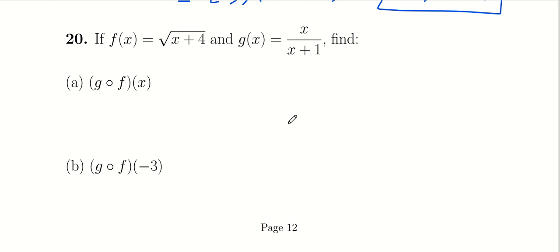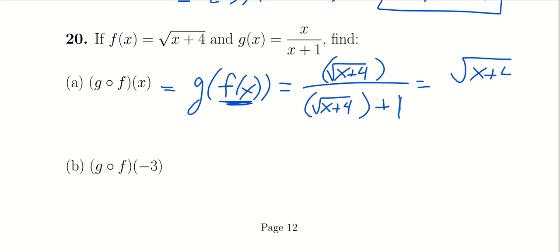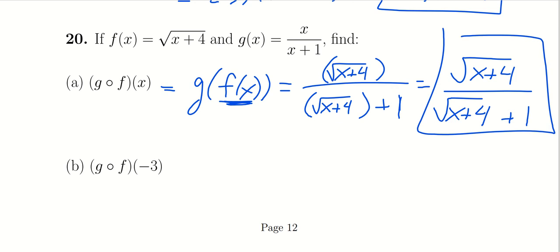In 20, we want to find g composed with f of x. This is g of f of x. The function g says you take your input, you divide it by the input plus 1. Our input is the function f, which is the square root of x plus 4. The square root of x plus 4. So that's g of f of x.